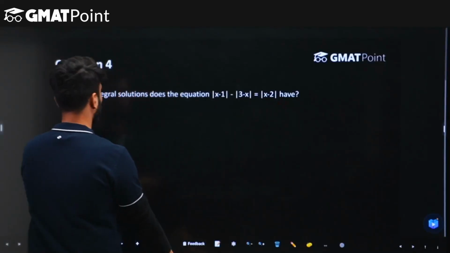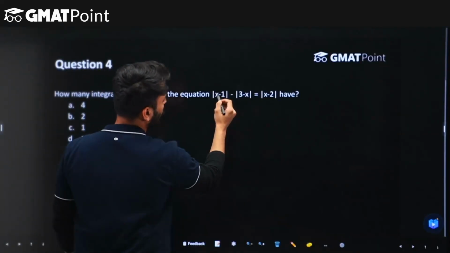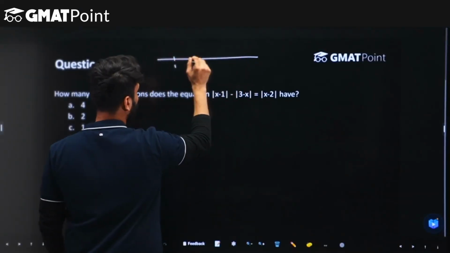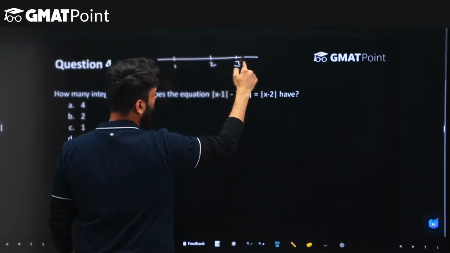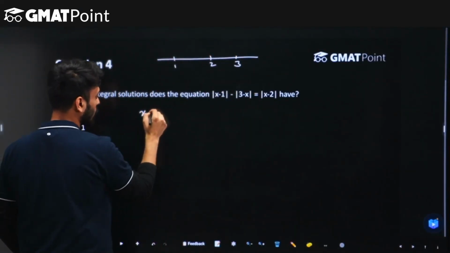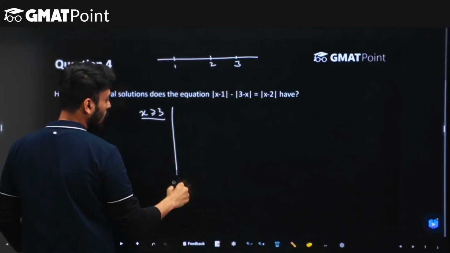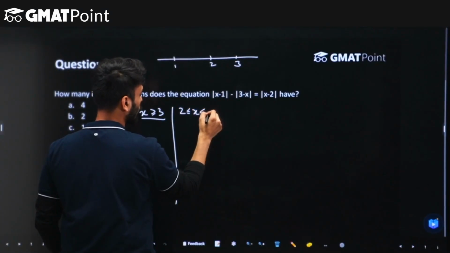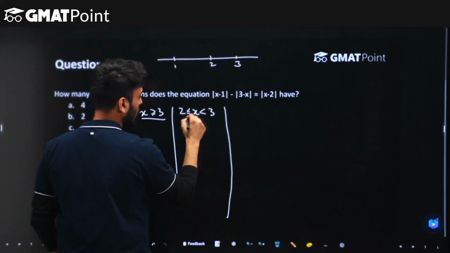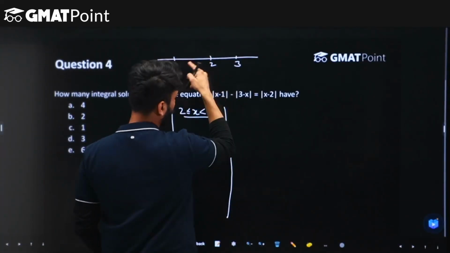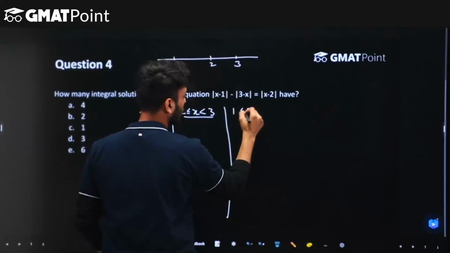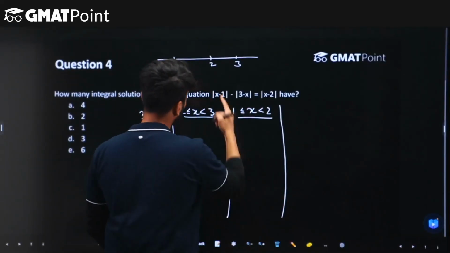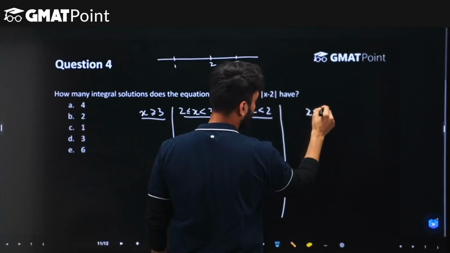So let's look at the critical points. Our critical points from here will be 1, 2, and 3. The first region is x greater than or equal to 3. The second region is between 2 and 3, so x greater than or equal to 2, less than 3. The third region will be between 1 and 2, x greater than or equal to 1, less than 2, and the fourth region will be left of 1, so x less than 1.